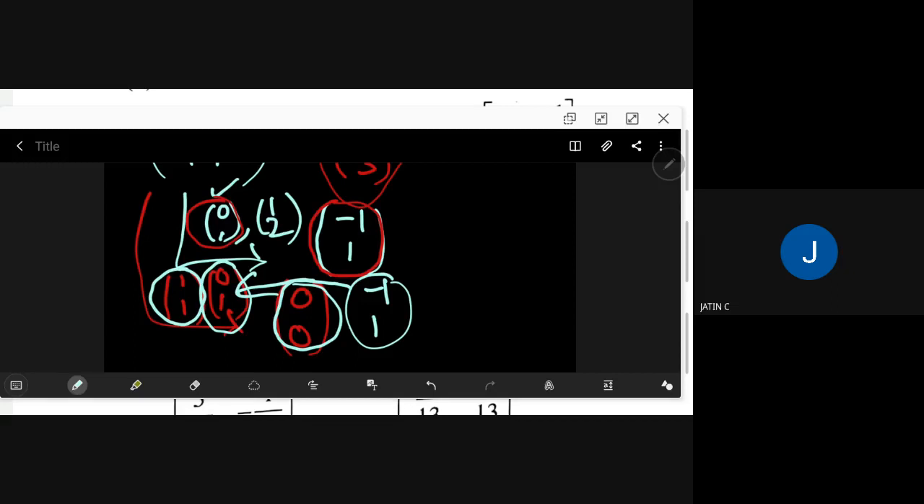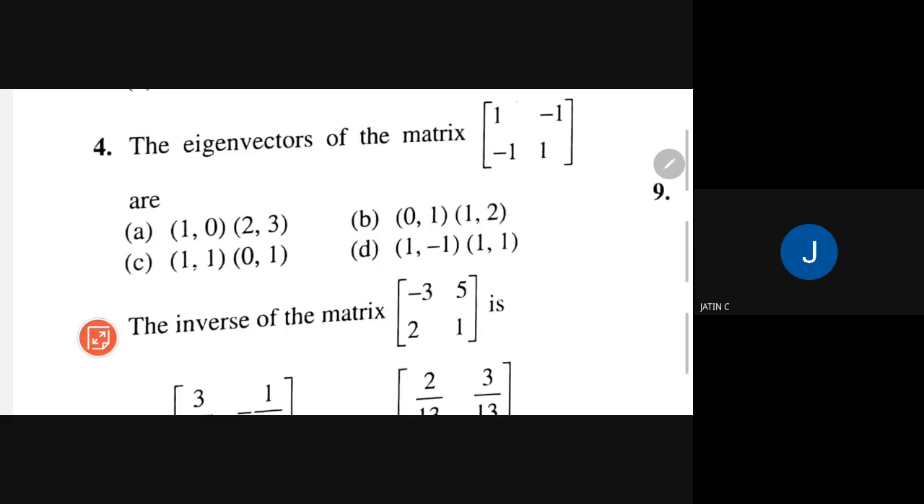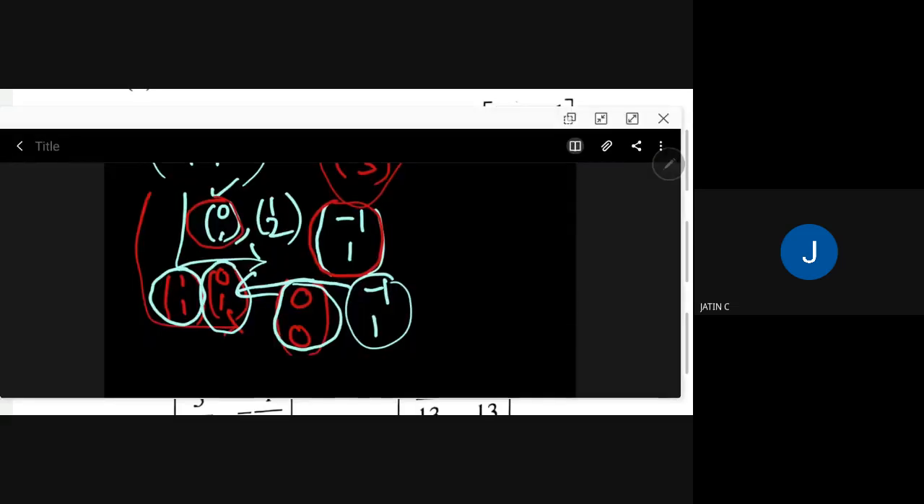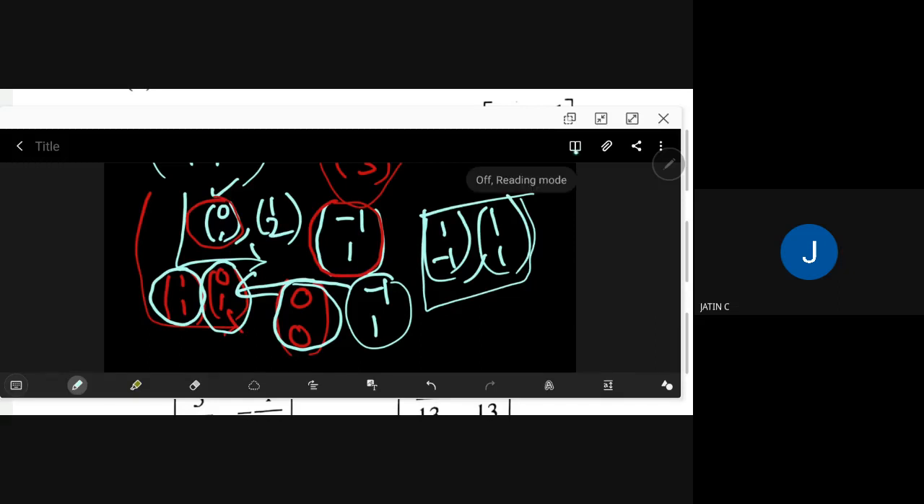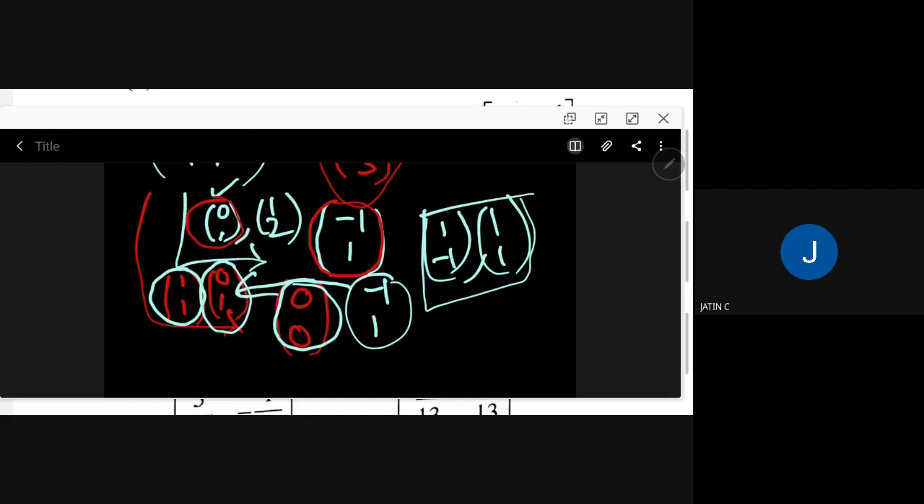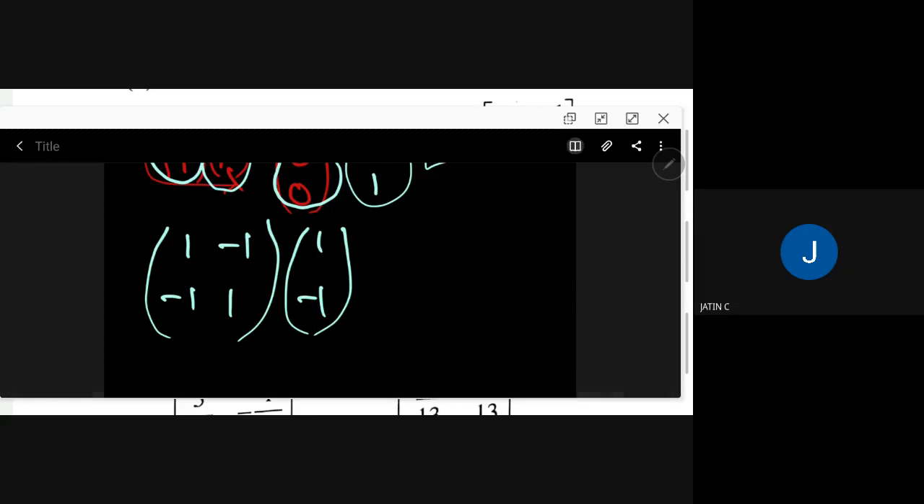C is not possible. So A, B, C are not possible. So naturally, what will be the other one? You need not do any computation. You can straight away say that 1 minus 1, 1, 1 are the choices. So the correct answer here is 1 minus 1, 1 1. You can check here. For verification, if you multiply, for example, by 1 minus 1, our matrix is 1 minus 1 minus 1 1. Is it right? This is the choice.